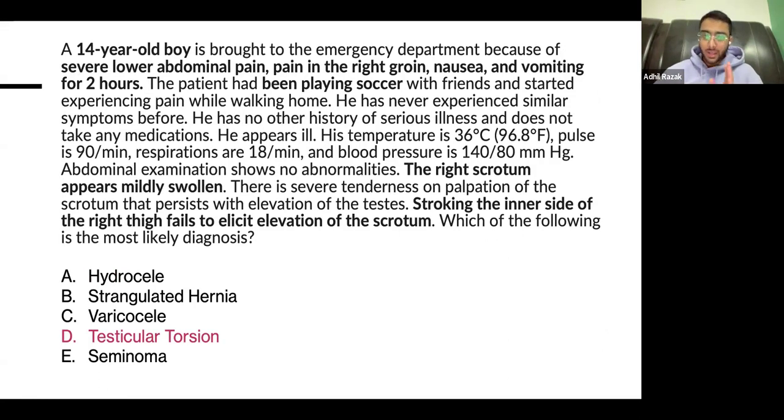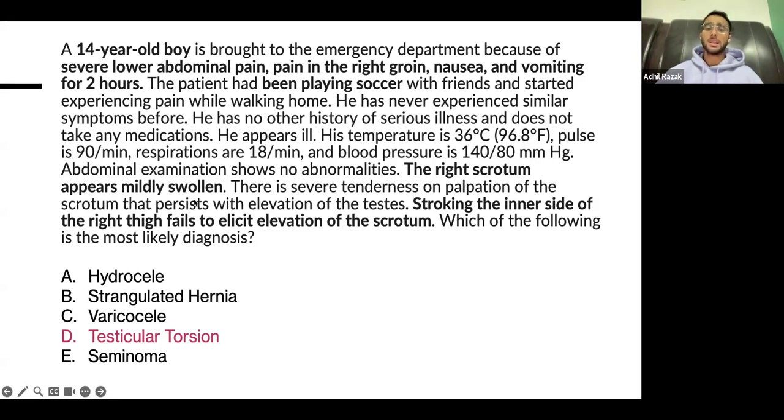He appears ill. He looks sick. He is not okay. He's in a lot of pain. His temperature is 36 degrees. His pulse is 90. His respirations are 18, slightly depressed, but still normal. BP is a bit elevated, 140.